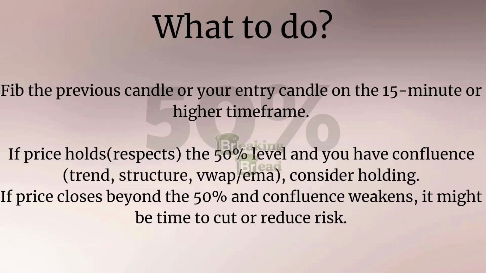So what am I recommending you do? I recommend that you fib the previous candle or your entry candle on the 15-minute or higher time frame. Again, fib the previous candle or your entry candle on the 15-minute time frame or higher. If price holds, meaning respects the 50% level, and you have Confluence, then consider holding that trade. If price closes beyond the 50%, and Confluence is weakened, so meaning that you probably had 5 things in Confluence, now you only have 2 things in Confluence, it might be time to cut or reduce your risk, meaning just take contracts off the table.